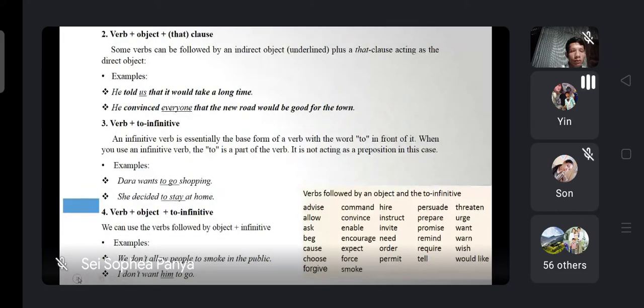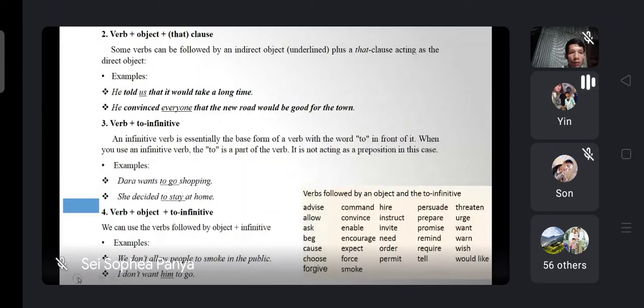Number three, verb plus to infinitive. An infinitive verb is essentially the base form of a verb with the word to in front of it. It means that to is in front of the verb. When we use an infinitive verb, the to is a part of the verb. It is not acting as a preposition in this case.